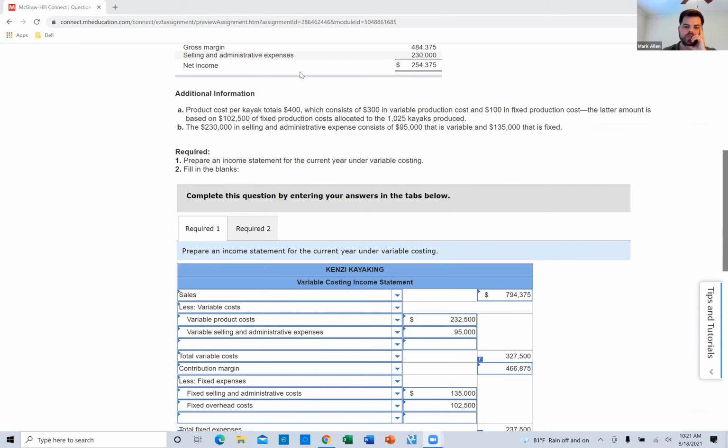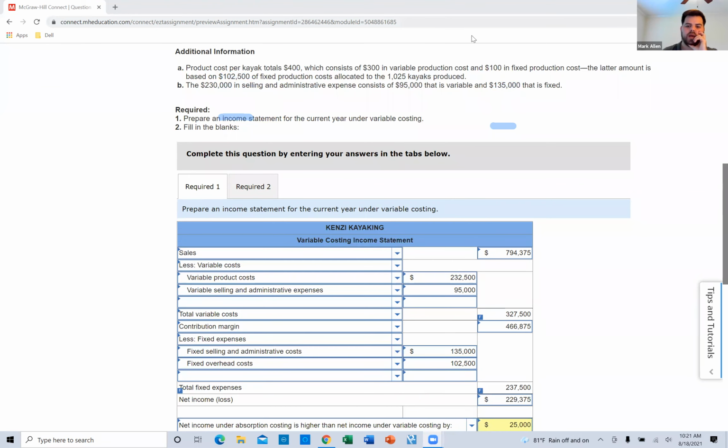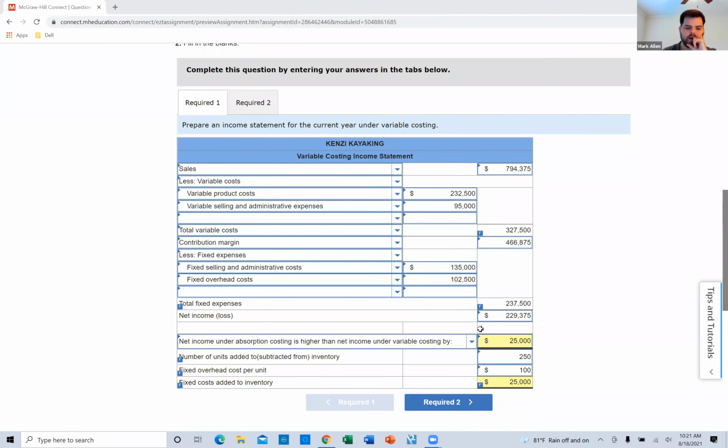So those fixed expenses, we know one of them is this $135,000. The other is the $102,500 that we were told here. So once I've pulled those two numbers in, I'm now able to total that up to get my total fixed expenses, $237,500. And this gives me net income of $229,375, simply being the difference between contribution margin and my fixed expenses.